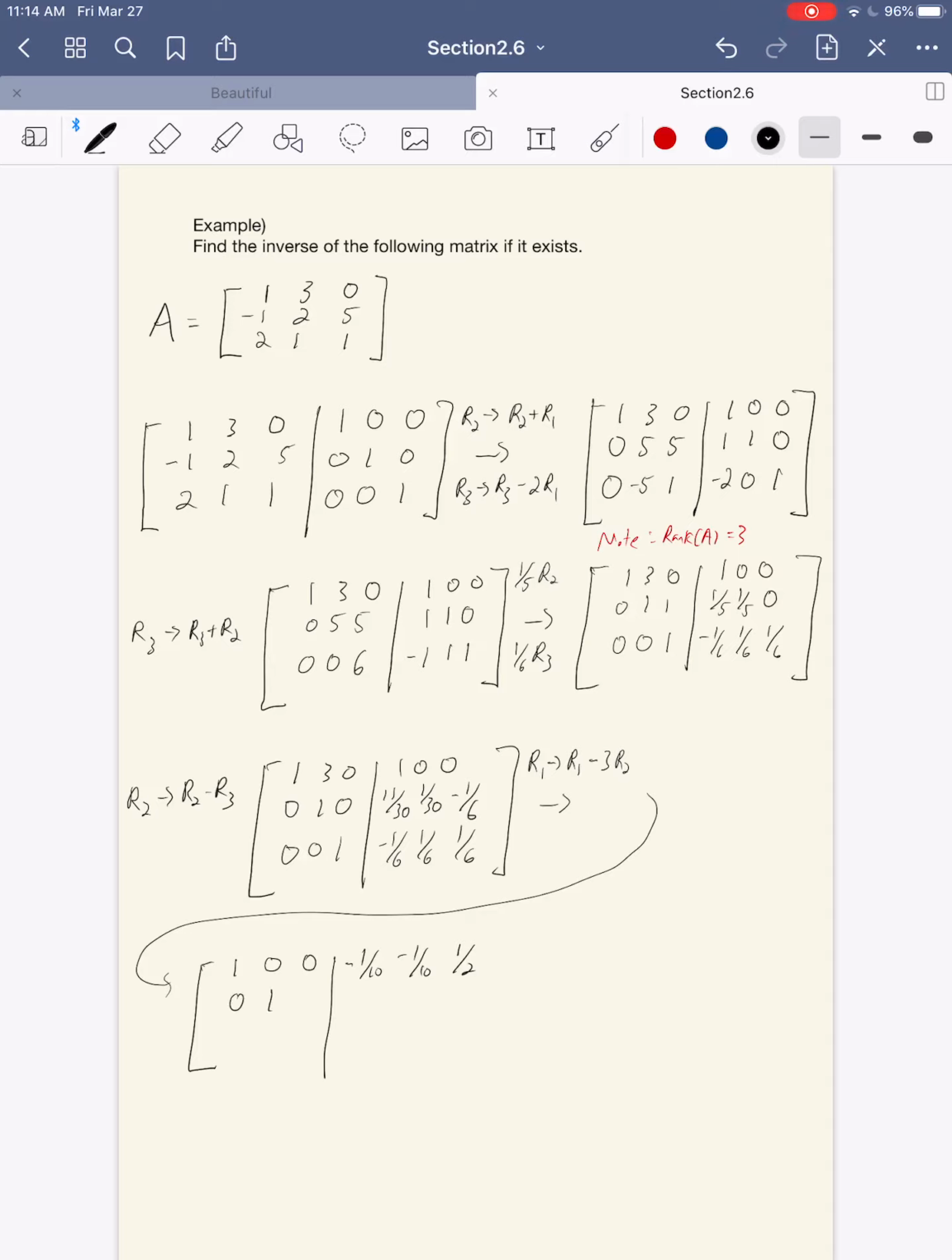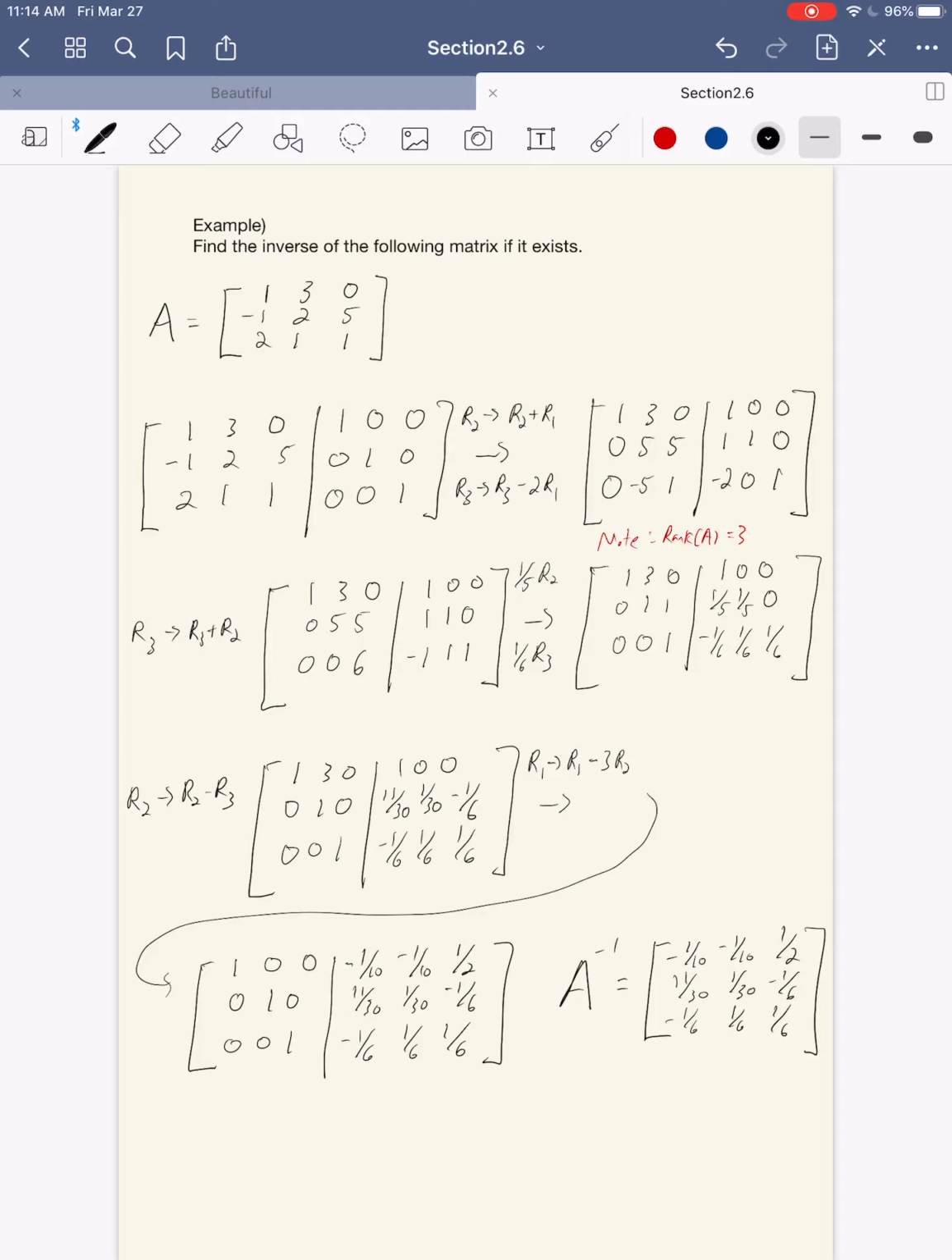And then we had 0, 1, 0, 11 over 30, 1 over 30, minus 1/6, 0, 0, 1, minus 1/6, 1/6, 1/6. So this tells us that A inverse here is actually minus 1/10, minus 1/10, 1/2, 11 over 30, 1 over 30, minus 1/6, minus 1/6, 1/6, 1/6. So there is our inverse there.